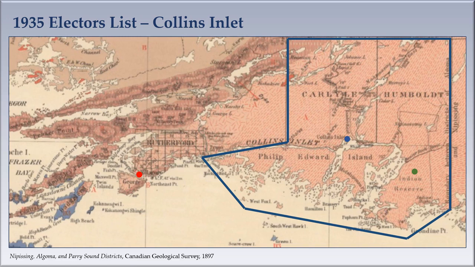Humboldt Township was on the east side of Carlisle. The west, north, and east boundaries of the Point Grandin Indian Reserve are in Humboldt Township. The reserve extends north and south of the green dot that I added to the map. The dark blue lines show the approximate area that the 1935 list of electors covers.